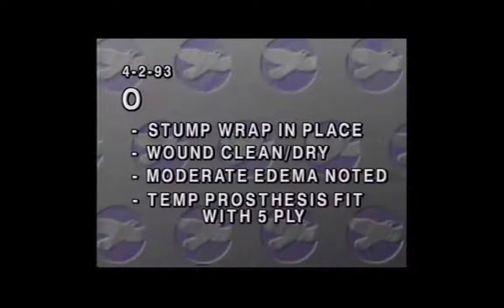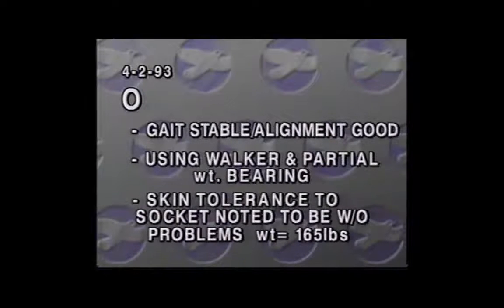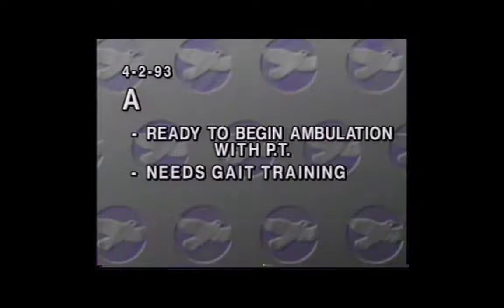On this day, we fit the temporary prosthesis with a 5-ply sock, and his gait was stable and the alignment was good. And today he was using a walker and partial weight bearing. And skin tolerance to the socket was noted to be without problems, and the patient's weight on this date was 165 pounds. Now my assessment is the patient is ready to begin ambulation with physical therapy, needs gait training.